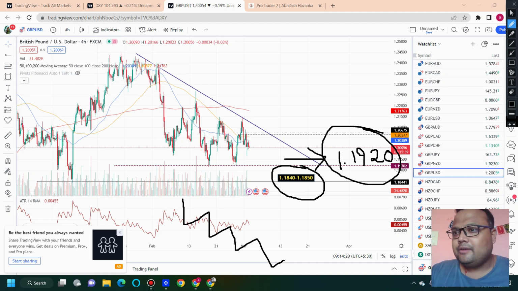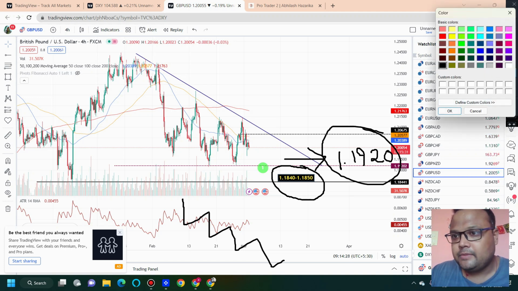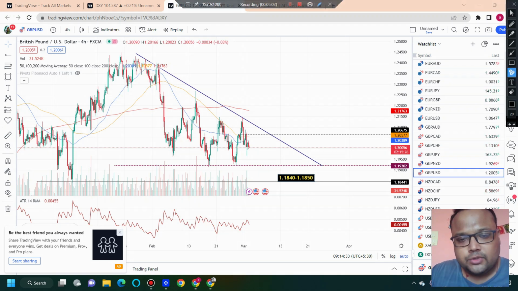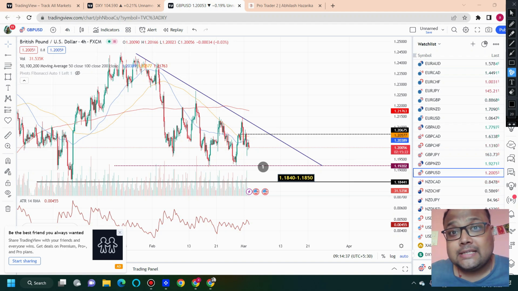So if you're confused right now, okay, let me repeat again. If market breaks this support here, okay, let me change the color. If market breaks this support here, the support of 1.1820, you can look for a sell position because market is forming a descending triangle pattern.